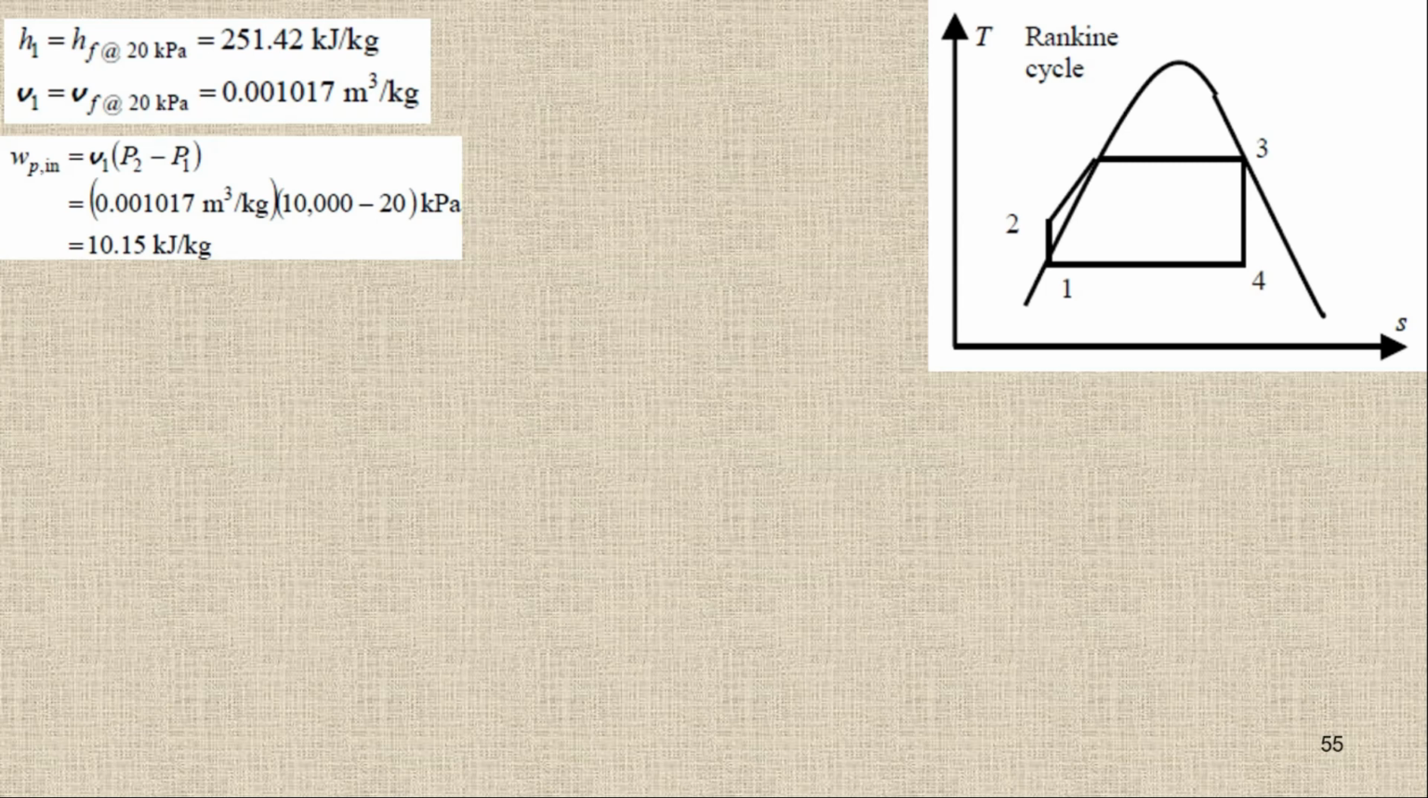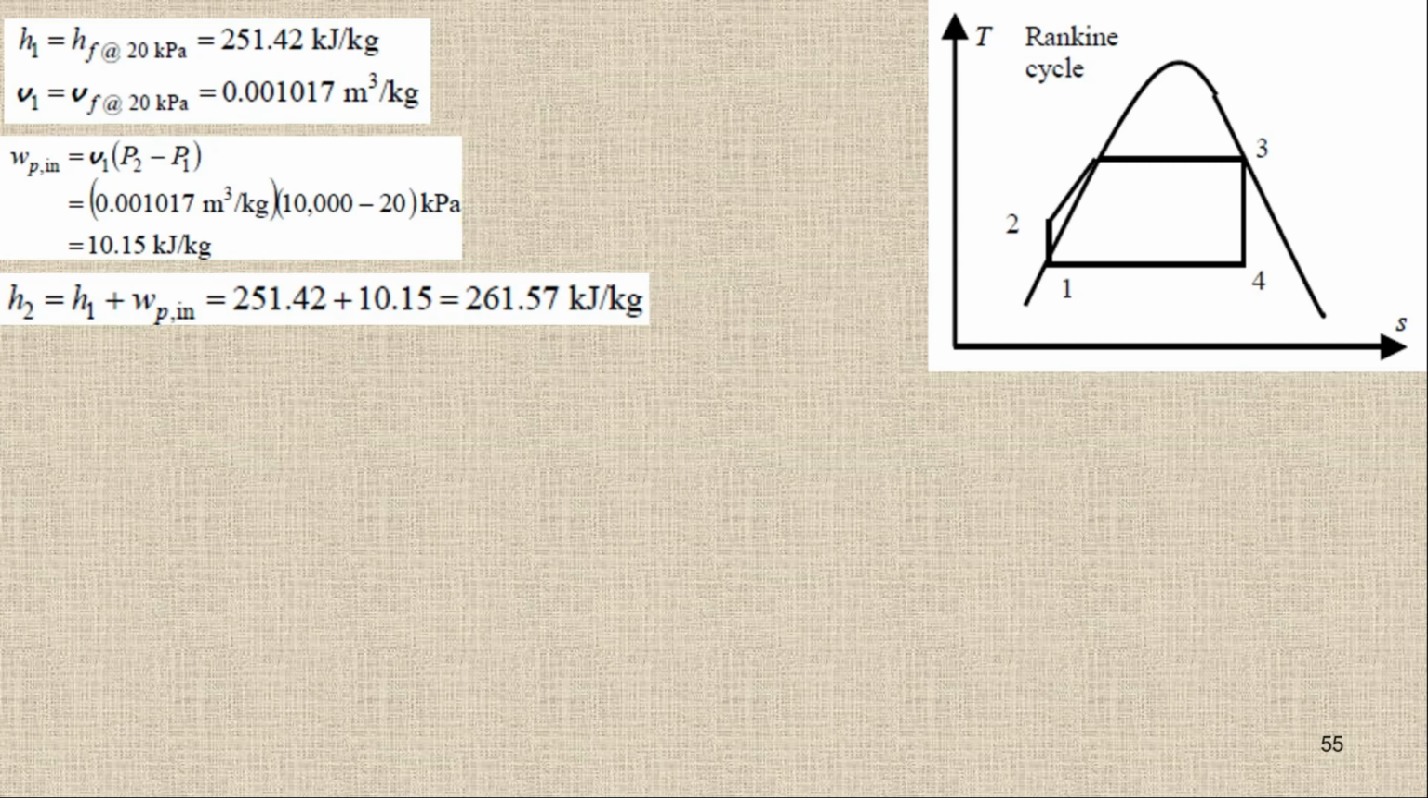So it will be 251.42 plus 10.15, and then we will get 261.57. So this is the H2 value.